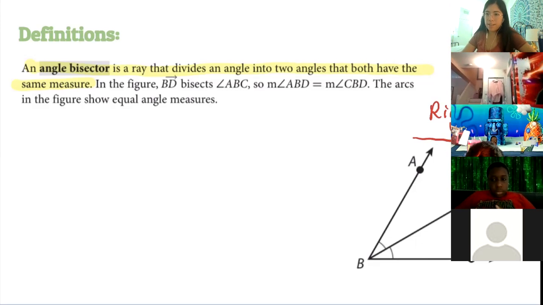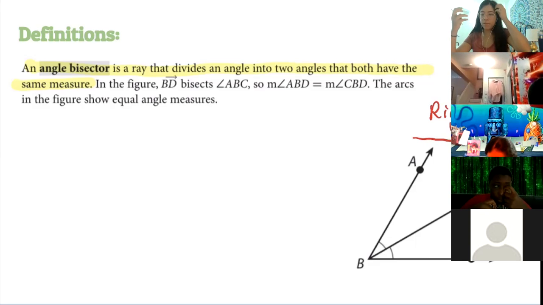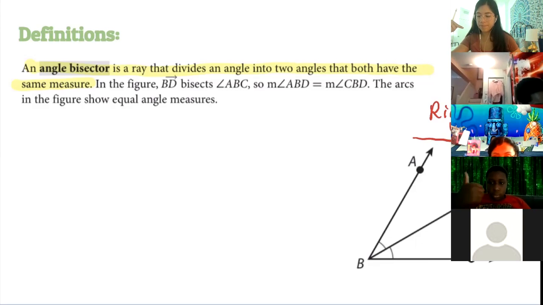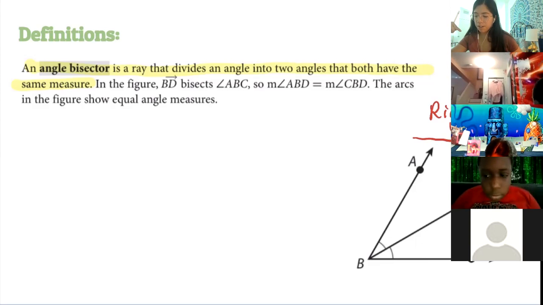So I have a sentence, and that sentence has a lot of these mathematical geometry symbols, and we have to get used to learning how to read those symbols. So I'm going to say that sentence, and I'm going to say the words that those symbols are representing. So pay close attention. In the figure, ray BD bisects angle ABC. So the measure of angle ABC equals the measure of angle CBD.